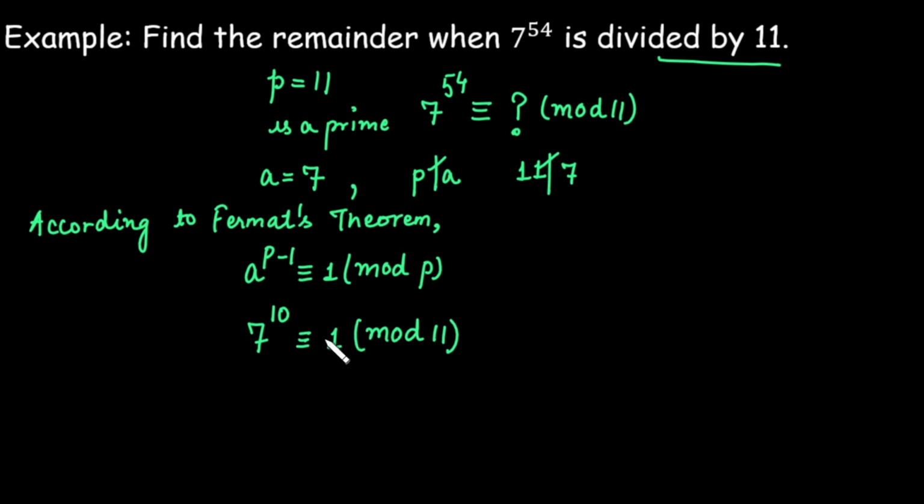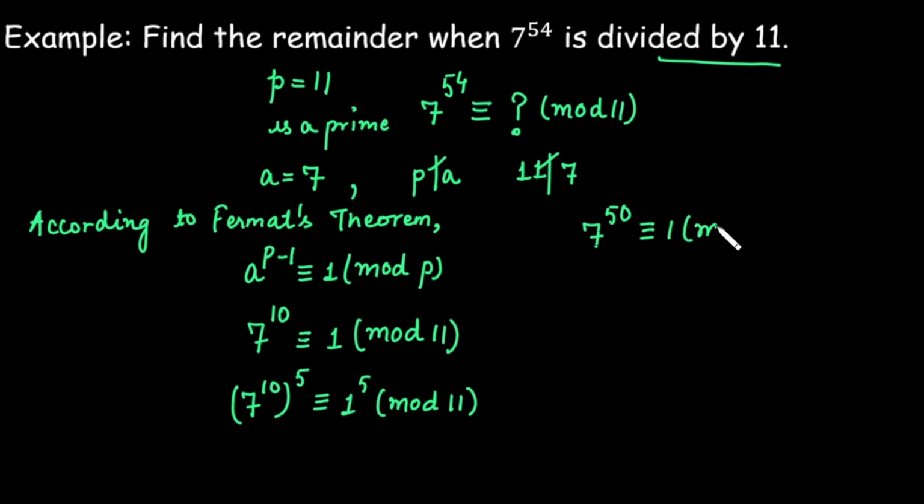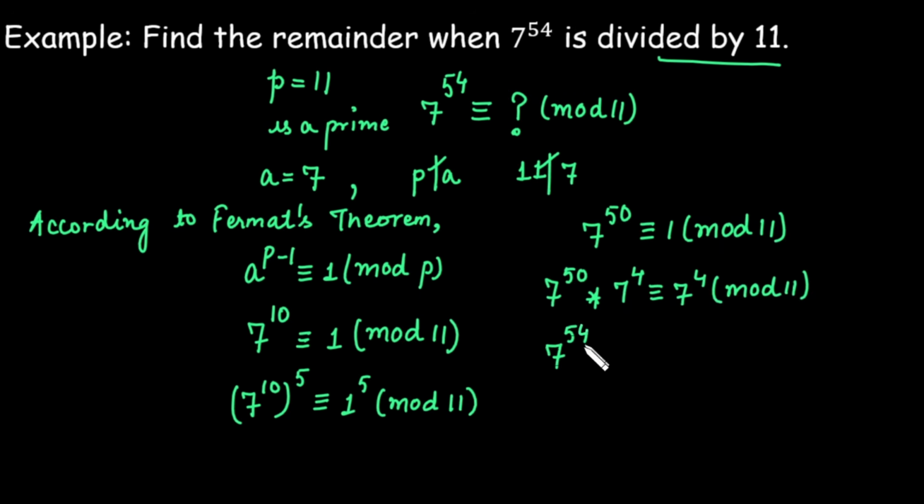Next, we need to increase the power and reach 54. What can we do? We can take power 5 on both sides. On the left side, we have 7 raised to power 50 is congruent to 1 mod 11. Now we need to reach 54. So multiply both sides by the same number, that is 7 raised to power 4. On the left side we have 7 raised to power 54. On the right-hand side we have the number 7 raised to power 4 mod 11.